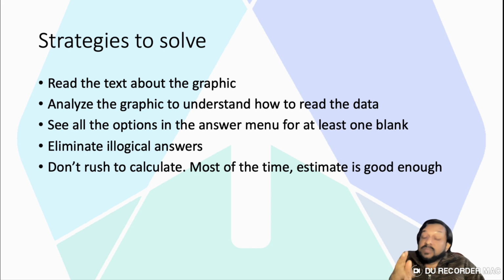Okay. Now this is the last part. Don't rush into calculating. If you rush into calculating, you will be wasting a lot of time because most of these questions actually do not require calculation. The calculations are actually very easy and you will be able to do them with simple addition, subtraction, or maybe a plain simple division, and therefore estimation is good enough. If you rush into calculating, do it only if it is unavoidable.